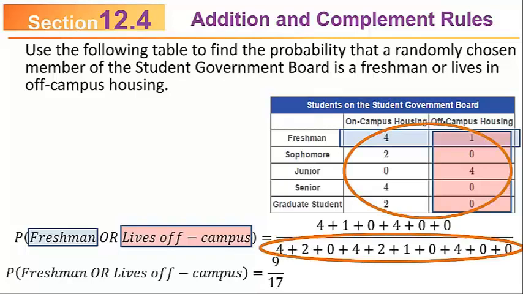And then when you count everybody, you get 4 plus 1 plus 2 plus 0 plus 4 plus 2 plus 1 plus 0 plus 4 plus 0, you get 17. So the answer is 9/17. Again, you could use the addition rule to get the answer, but I would recommend just doing it straightforwardly.